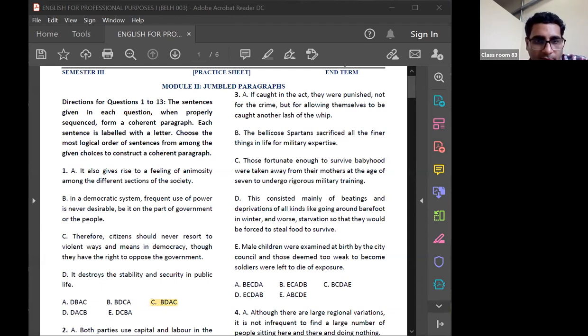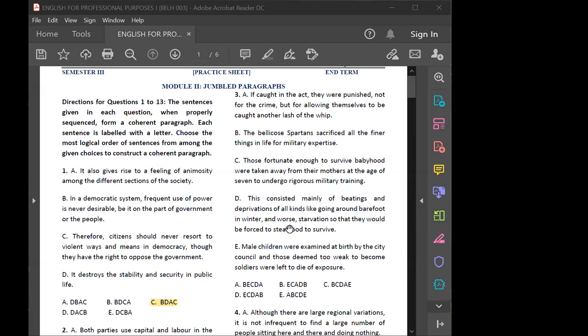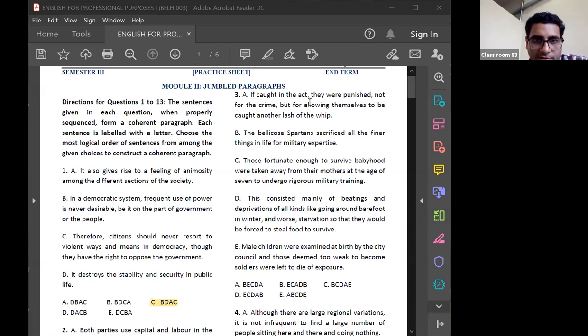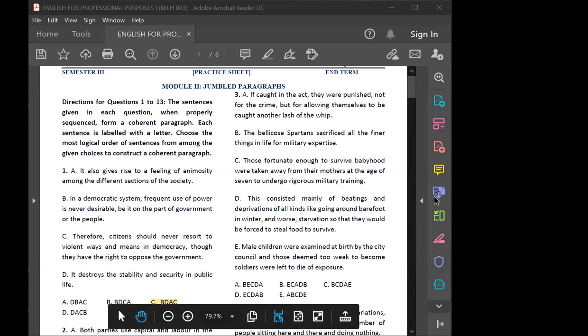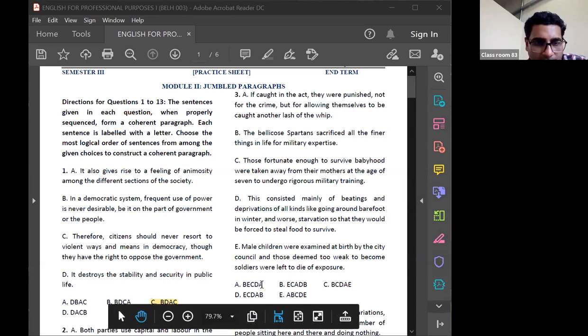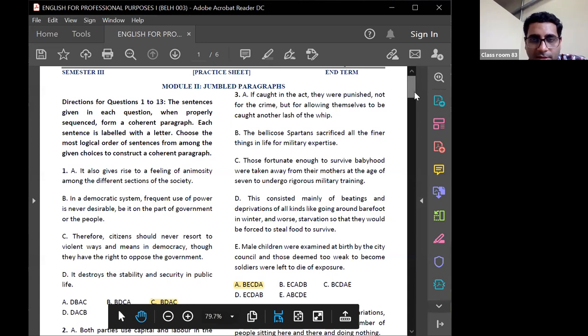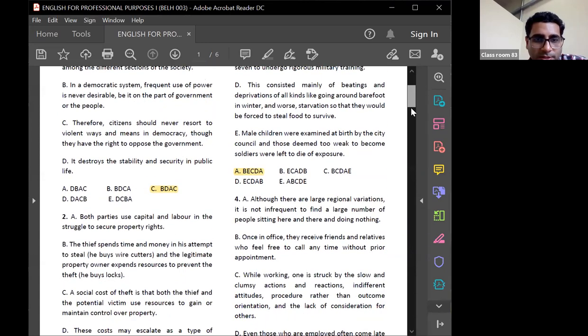B is C. Then what should be the next one? So D and last A. Okay, so if they are caught in the act, they're punished, not for the crime, but for the lash of the whip. Anybody else who has any other opinion? Shubhanshi, Nidhi, Aman, Abhilash, anybody? No, sir. Okay. Yes, the correct answer is A, and it gives the complete sense.